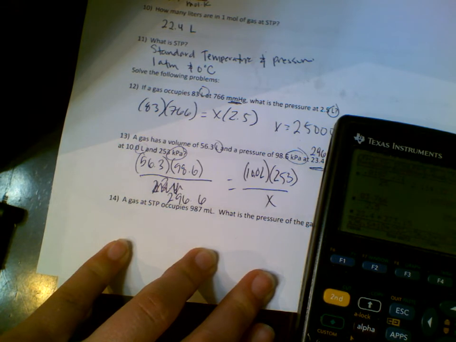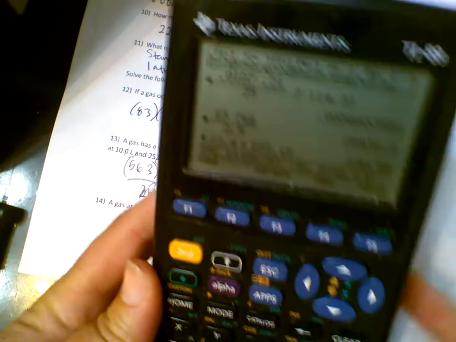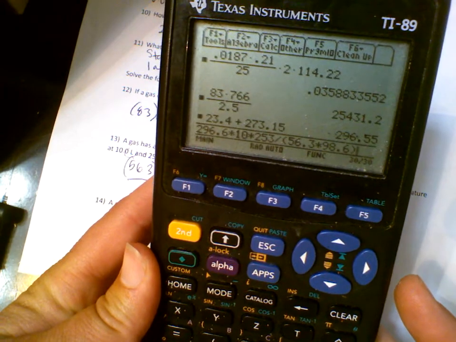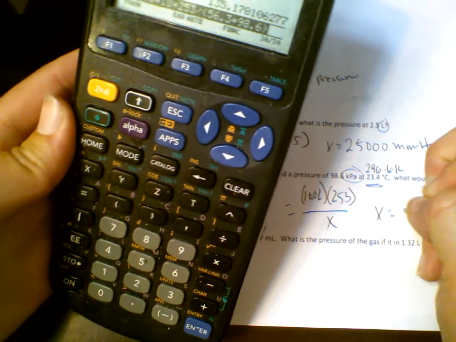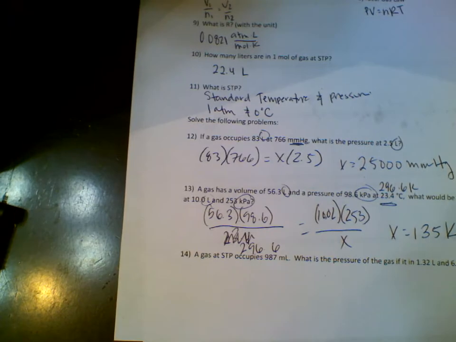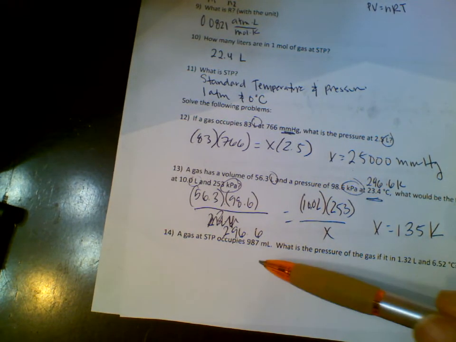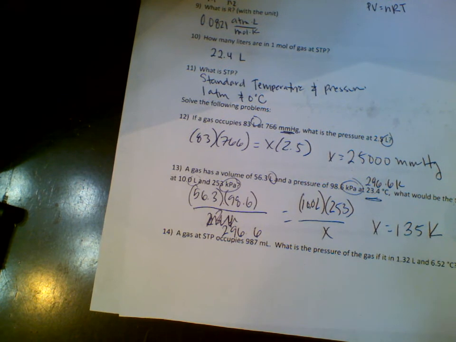I know this is really exciting watching me put things in the calculator. I am putting it all in at once, but what I'm dividing by, I'm putting in parentheses. And I get out x equals 135 Kelvin. I'm just checking my sig figs. Yeah, 3 sig figs is my lowest. Okay, so a gas at STP has that much volume. What is the pressure of the gas at this?